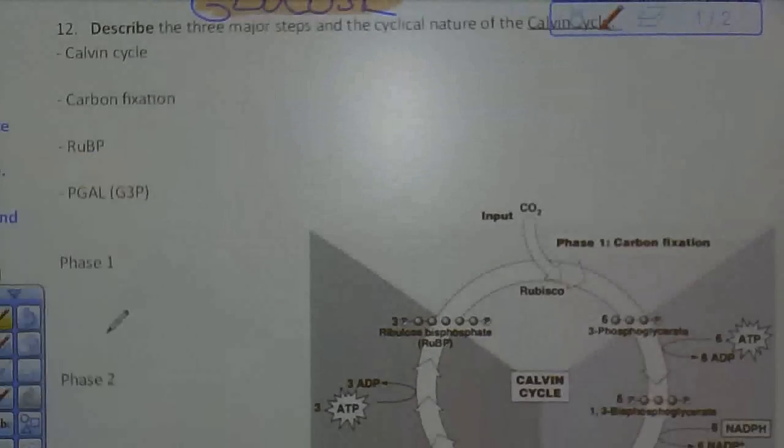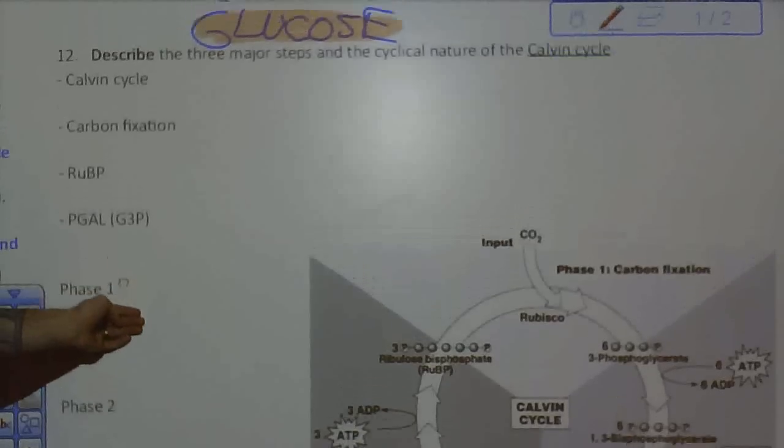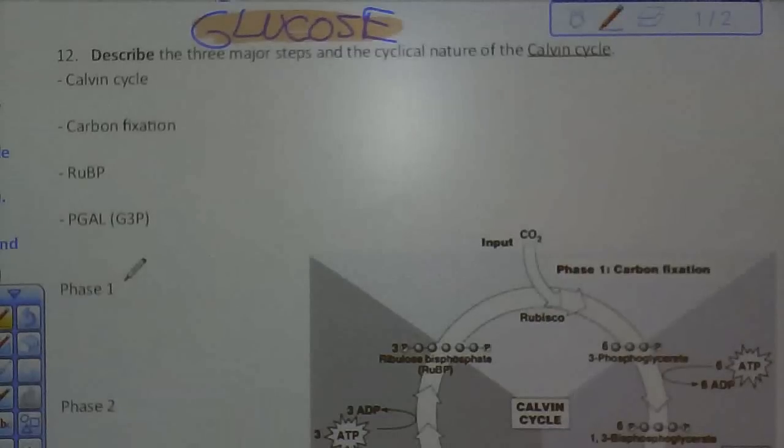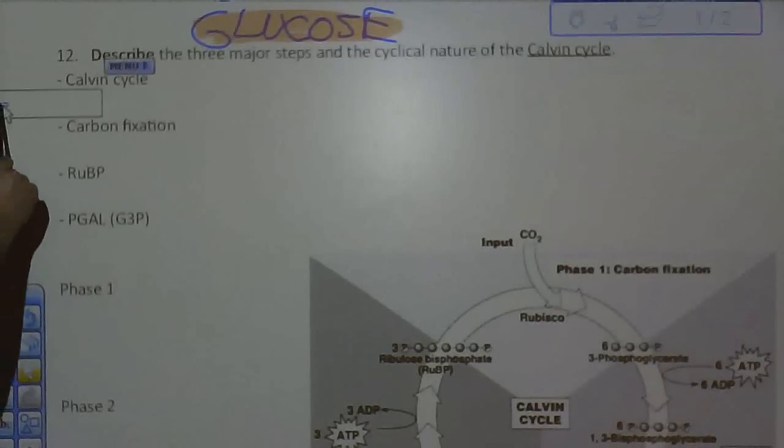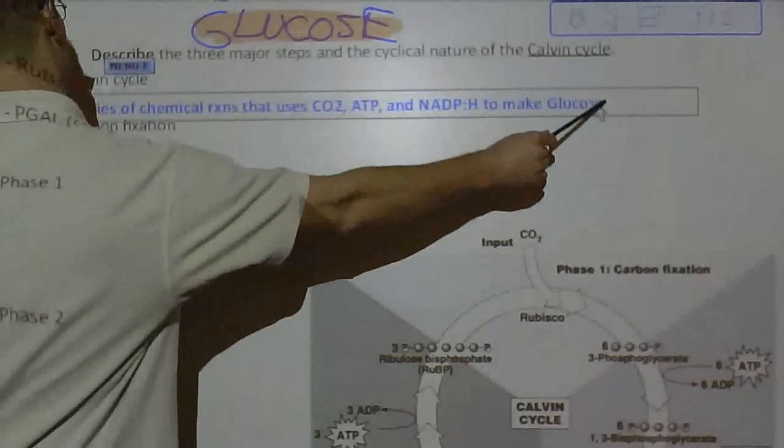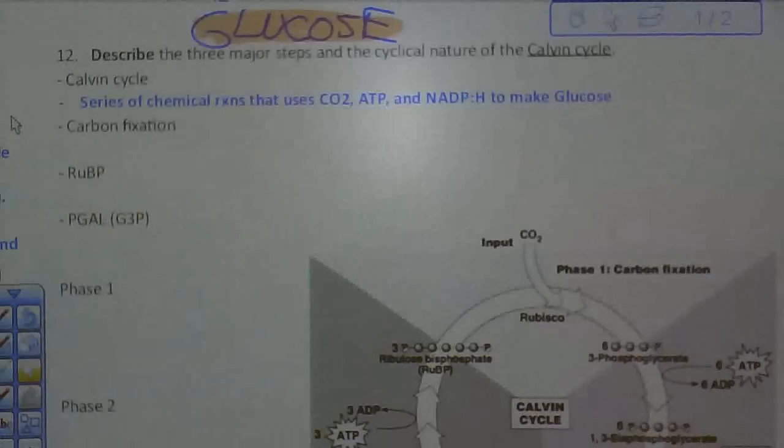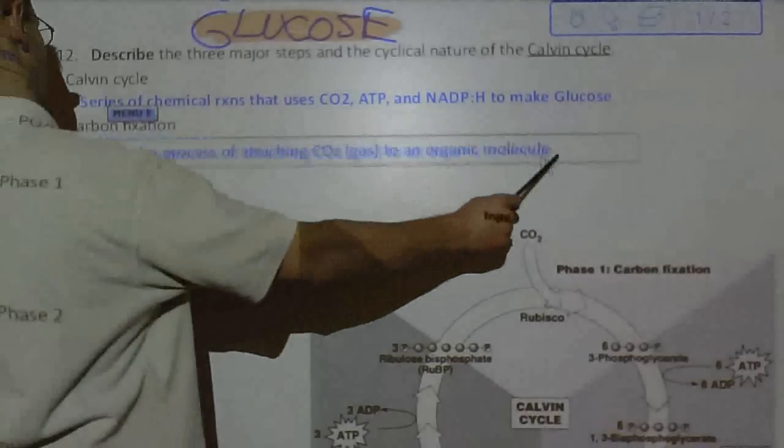Next, we're going to talk about the 3 parts and the cyclical nature of the Calvin cycle. So first, let's just define Calvin cycle. Pretty simple. It is a series of chemical reactions that uses CO2, ATP, and NADPH to make glucose. You can pause that if you need to.